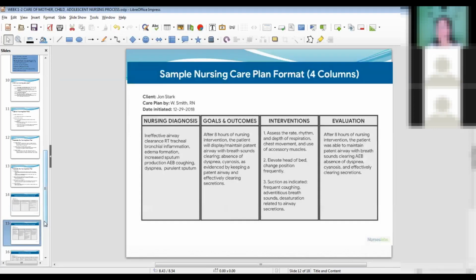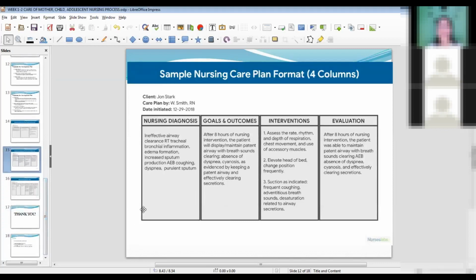Okay, another example. So from 3, meron na tayong 4 columns. So we have the nursing diagnosis, goals and outcomes. Now we included yung planning in the outcome, identification, and we separated yung evaluation dun sa last. So nursing diagnosis, goals and outcomes, interventions, and evaluation. So remember sa goals natin, we have to follow the SMART format. So we have here 8 hours. So that is our time frame. Okay, so this is now the 4 columns nursing care plan format.